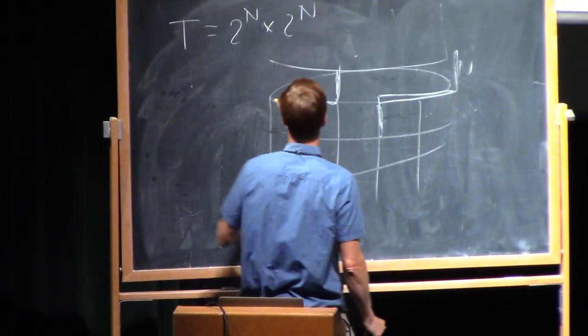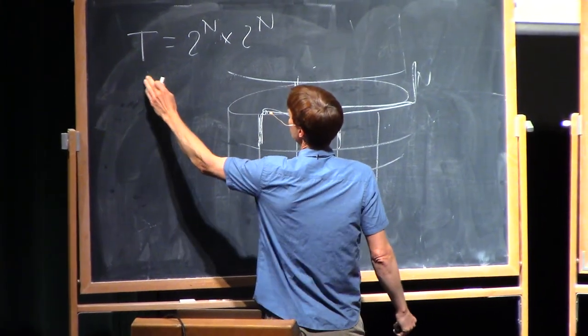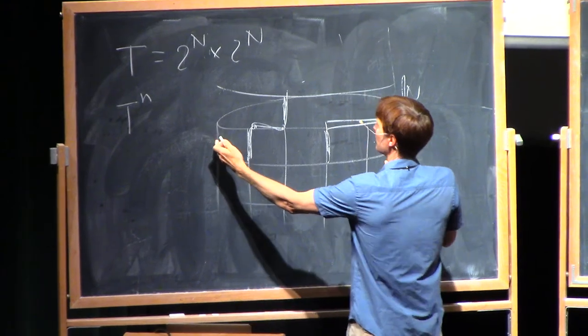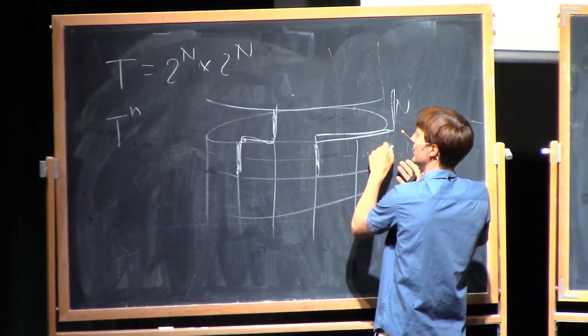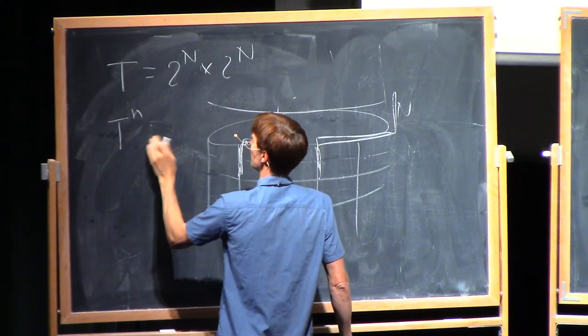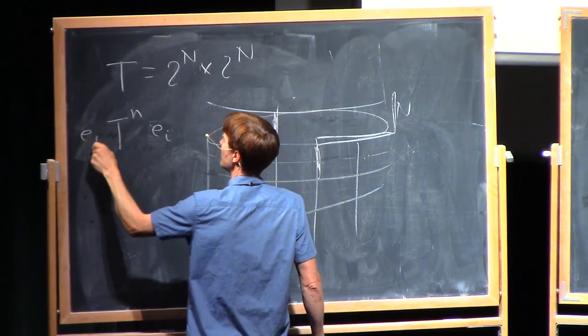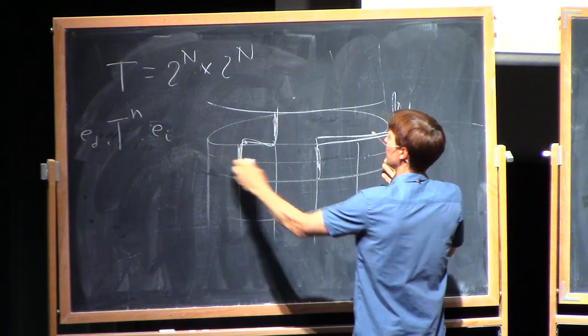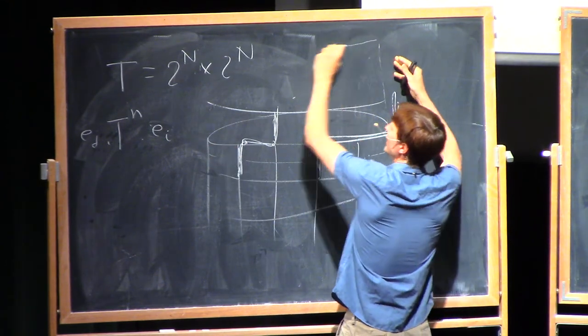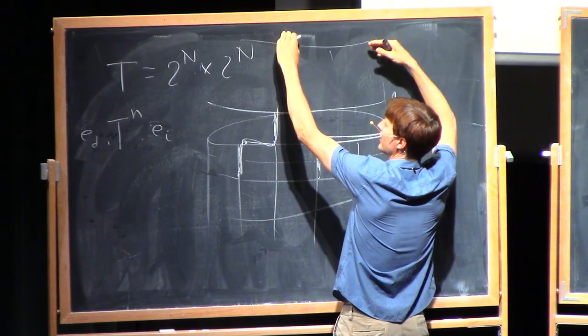And the point of T is that if you take powers of T, this counts the number of configurations starting at a given configuration. If I start at some initial configuration, this entry is the total weight of configurations starting in state I here and ending n layers higher in state J.